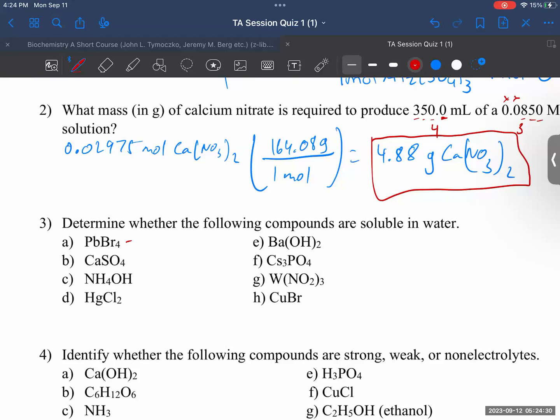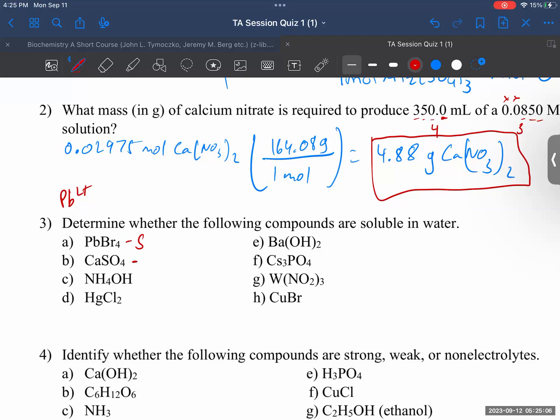No, right? So remember this. If you get nothing of what I'm saying, remember this. It's lead 2 plus that's an exception, not lead 4 plus. So if you have lead 4 plus, then this is actually soluble, because bromine is normally soluble and lead 4 isn't an exception. So it's important to not only pay attention to the metal you have, but also the charge of the metal if there are multiple charges. Does that make sense to everybody?